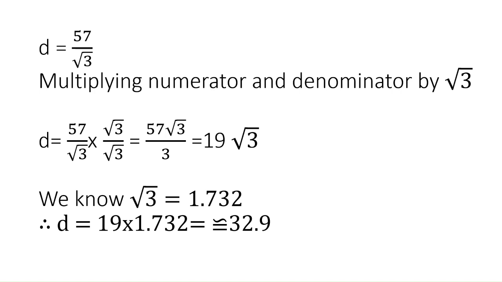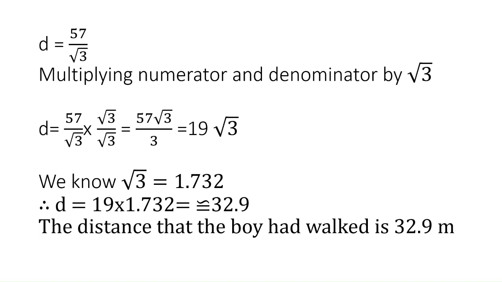Now we can substitute the root 3 value. Root 3 is equal to 1.732. So d is equal to 19 into 1.732, which is approximately equal to 32.9. So the distance that the boy had walked is 32.9 meters.